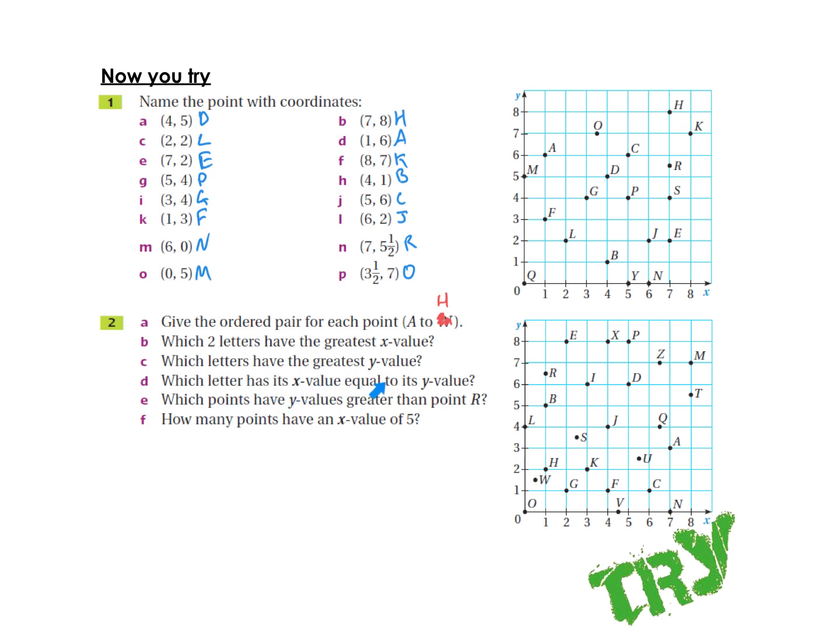Which letter has its X value equal to its Y value? So 0, 0, 1, 1, 2, 2, 3, 3, 4, 4, 5, 5, 6, 6, 7, 7, 8, 8, 9, 9. There was 1 here. Which points have Y values greater than point R? So where is R? R has a Y value of 6.5. So some of these points have Y values greater than R. And how many points have an X value of 5? So here's 5. How many are on this line?